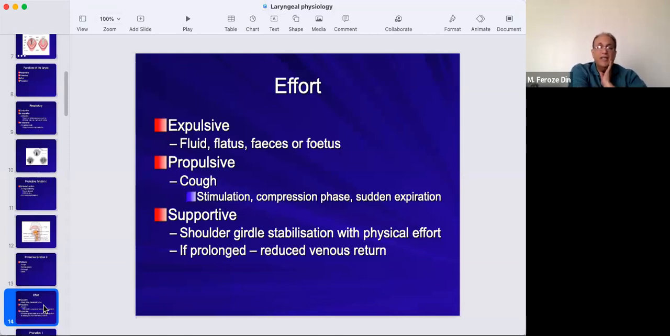The second effort is propulsive, which I mentioned to you earlier, the cough, where you have this compression phase and sudden expiration, and you are actually removing material, you're propelling that material out of the body. And supportive, I've already mentioned to you that this helps to exert physical effort so that you stabilize your chest and shoulder girdle so that you can exert more muscular effort. So three types of effort: expulsive, propulsive, and supportive.